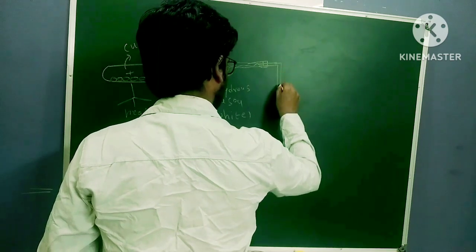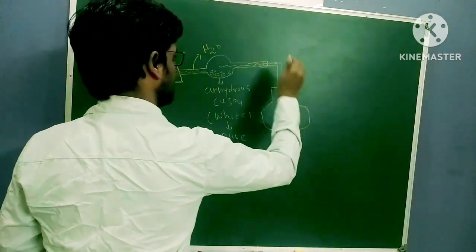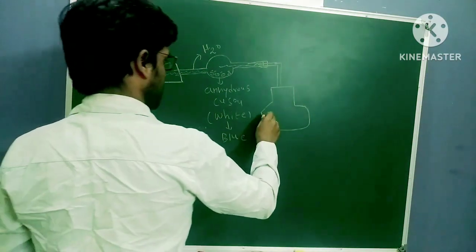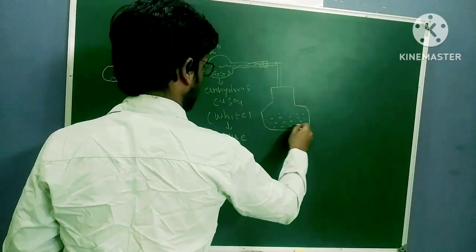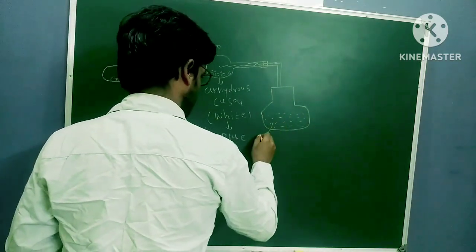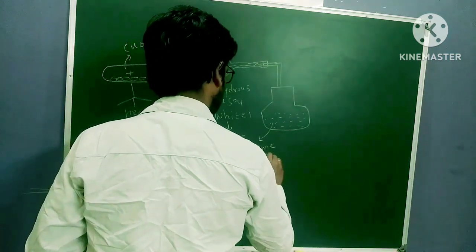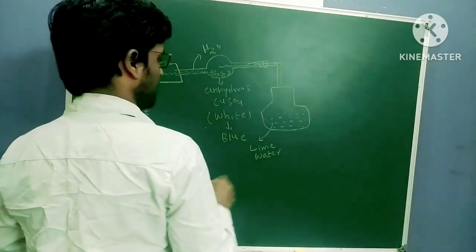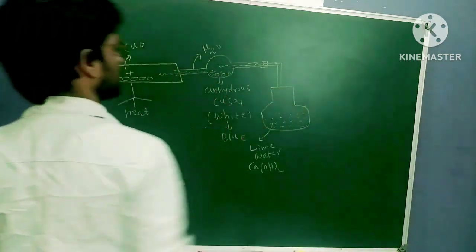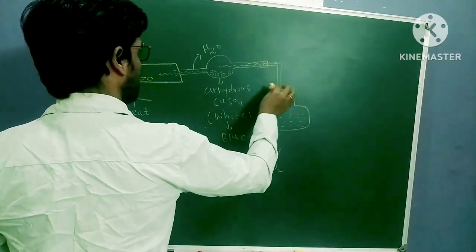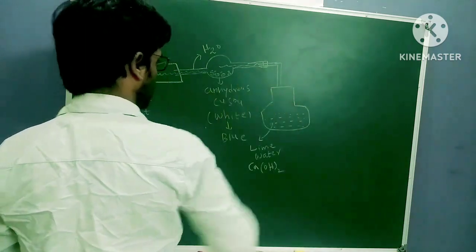This pipe is connecting to this one beaker, right? One beaker is there here. So in this beaker, lime water is there. Calcium hydroxide, Ca(OH)2, right? So in this lime water is there. So now this vapor is reacting with this lime water.